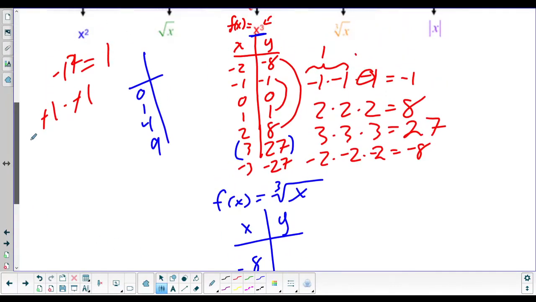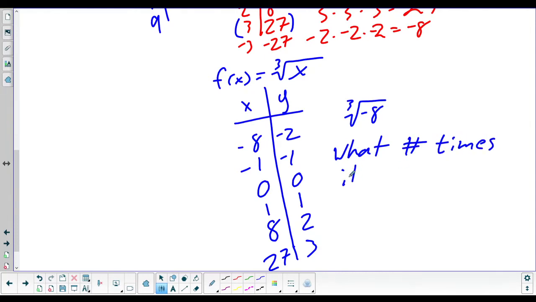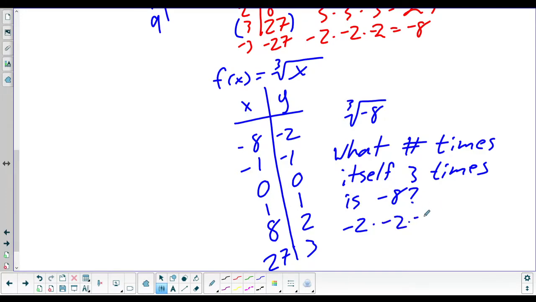Okay. So the same thing will work for the negatives. So we're going to have negative 1, negative 1, negative 8, negative 2. Let's just double check that this checks out. The cube root of negative 8. So we're asking what number times itself 3 times is negative 8. So negative 2 times negative 2 times negative 2 is negative 8. So we can go backwards and say, well, the cube root of negative 8 must be negative 2.